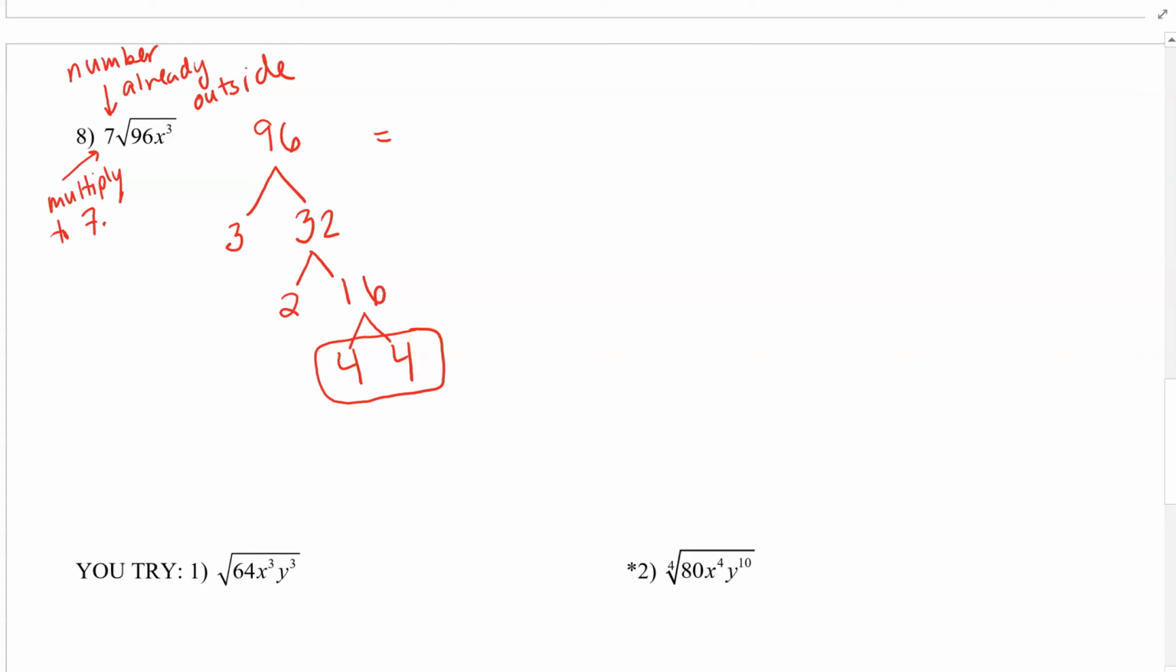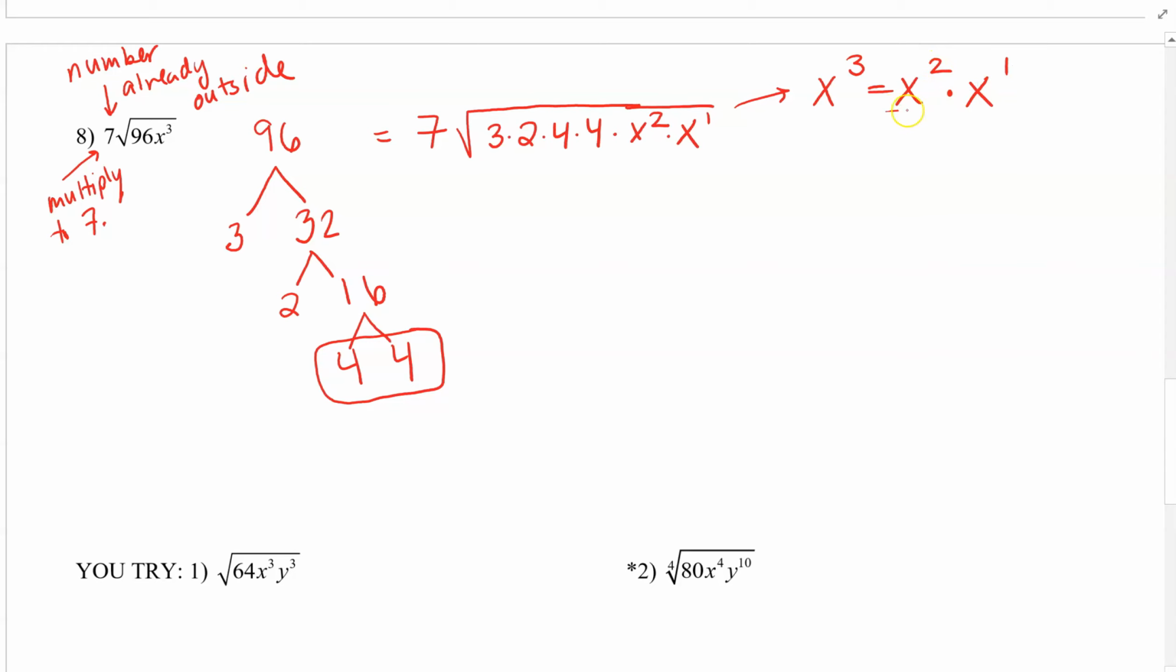Okay, so what I have is 7 times the square root of 3 times 2 times 4 times 4 times x squared times x, right? Because this is x to the first. So a little side note over here: x to the third is equal to x squared times x to the first, because when you're multiplying x's, you add the powers. 2 plus 1 is 3. Okay, so I can think of that as 7 times the square root of 3 times 2 times 4 squared times x to the first.